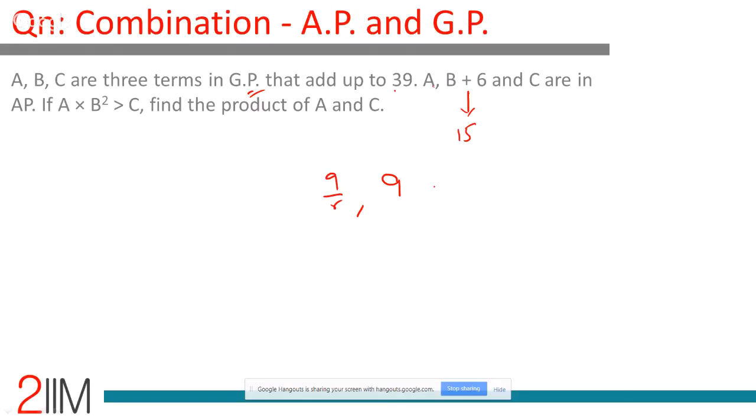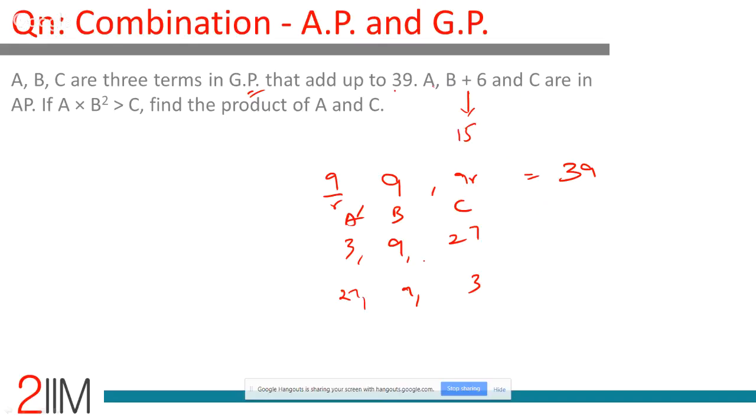9 by r, 9, 9r, they add up to 39. Chances are in these questions, our common ratio is an integer. What could it be? It should be a factor of 9. It is not 1. It is 3: 3, 9, 27. What else could it be? It could be 27, 9, 3. These are A, B, C.